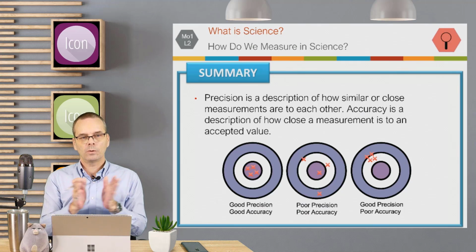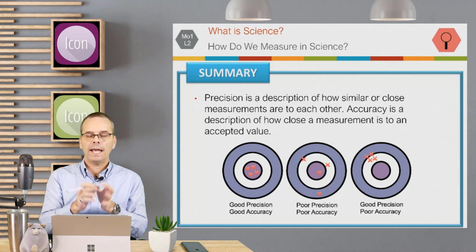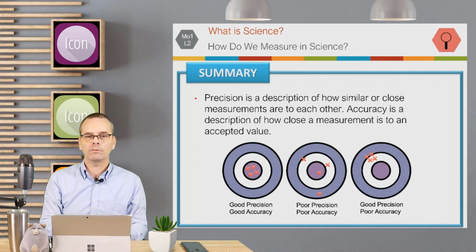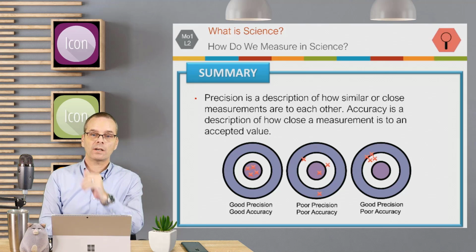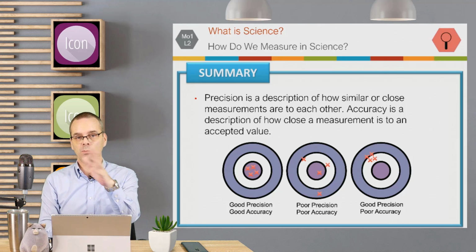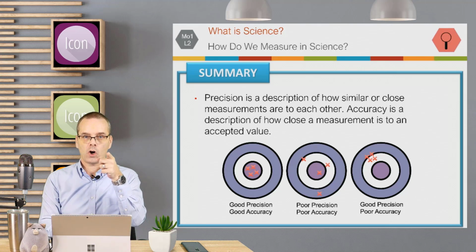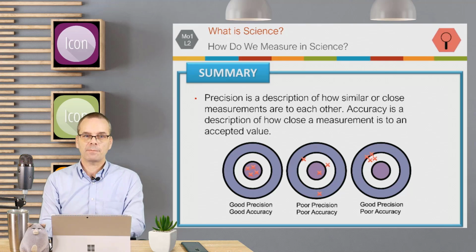So in summary, remember, precision is a description of how similar or close measurements are to each other. Accuracy is about the true value. What is the value we are looking for? And that is accuracy. And you can have good precision and good accuracy. You can have poor precision and poor accuracy. You can have good precision and poor accuracy, etc. But your target, what you really want, is all your measurements close to each other or precise, and all your measurements close to the accepted value.